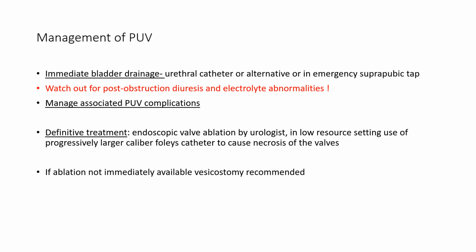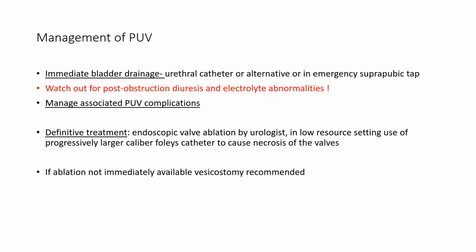Once you establish bladder drainage, please watch out for post-obstruction diuresis and electrolyte abnormalities which need to be managed. Patient may also present with other complications associated with posterior urethral valves, things like renal failure with associated anemia, acidosis, or infection. And so these then will also have to be dealt with. Give antibiotics, decide whether dialysis is necessary. Is it necessary to replace electrolyte losses? Do we need to manage a hyperkalemia, for instance?